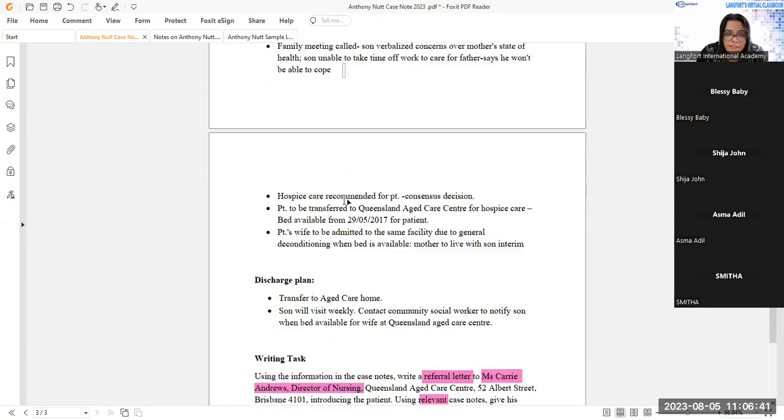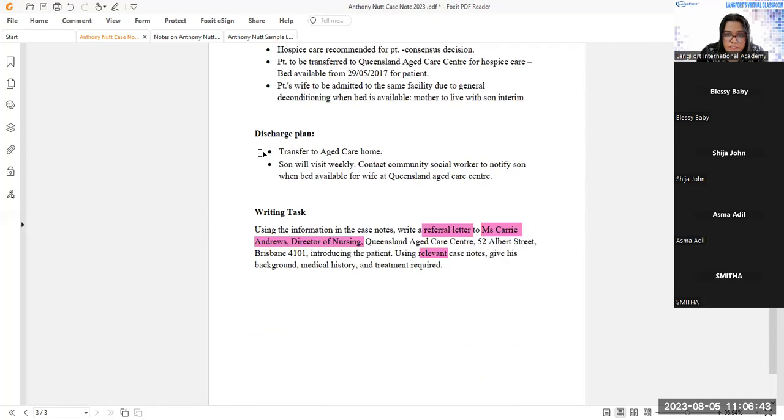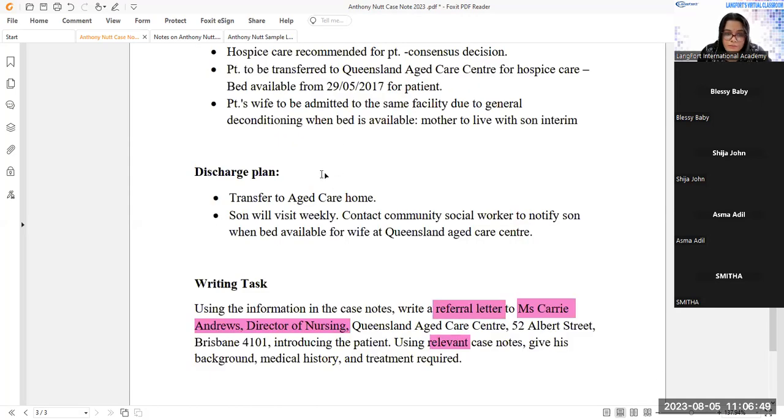Now let's have a look at the discharge plan. All of you go through the discharge plan. What are the things that the reader needs to do? Go through everything that's written. Only just two things.